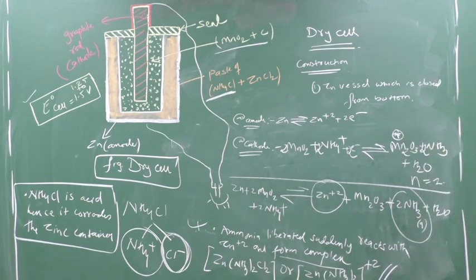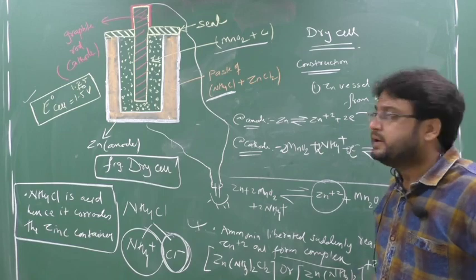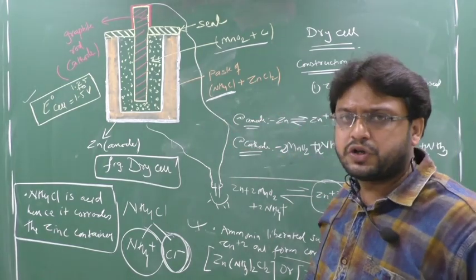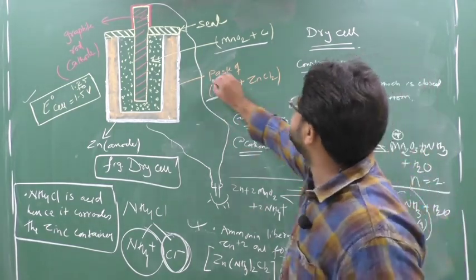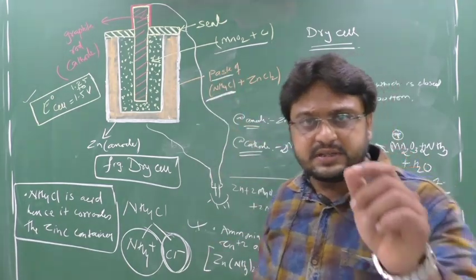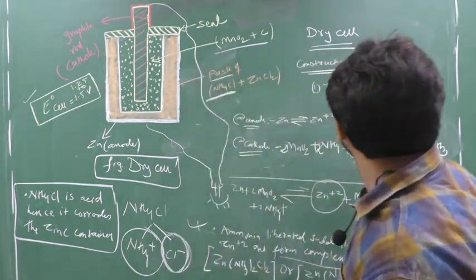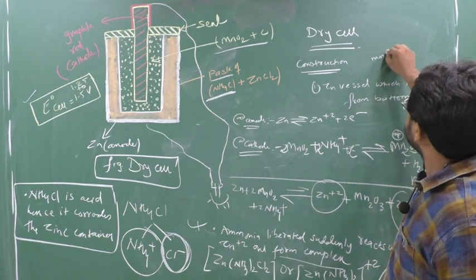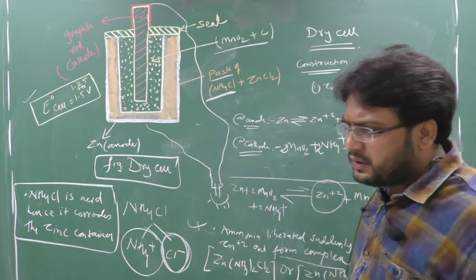Point number 2. The dry cell actually is not a dry cell. Clear this part? See, the dry cell actually is not a dry cell, because here what we have? We have paste. Yes or no? And paste is a bit moist. Yes or no? Moist means a bit wet. I hope you understood the word moist. Yes or no?